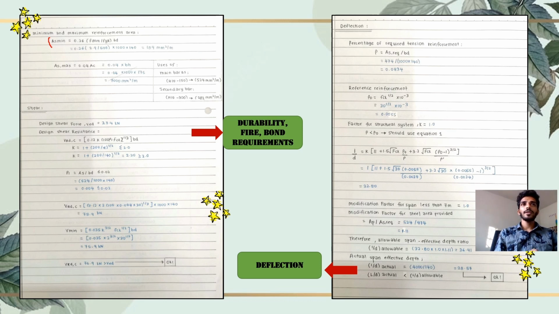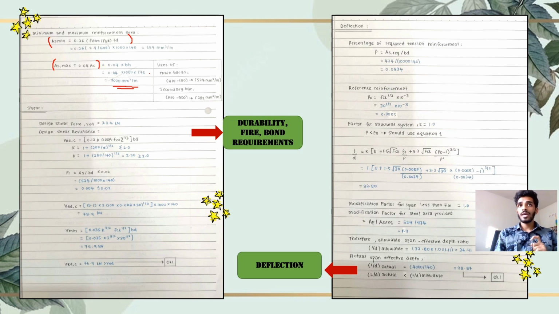So now we're going to identify the AS maximum, using a specific formula: 0.04 Ac, which is equivalent to 0.04 times 1000 times 175. We will be able to get 7000 millimeters square per meter. So what we can determine from here is we have to use the main bar and also the secondary bar.